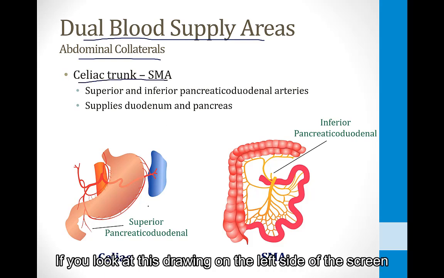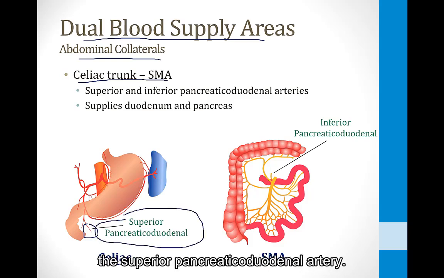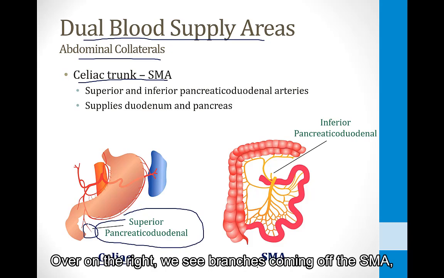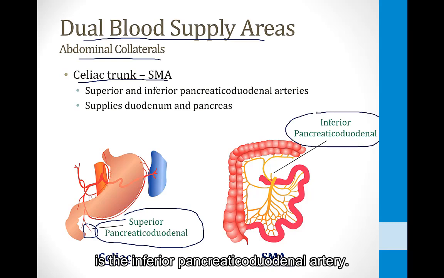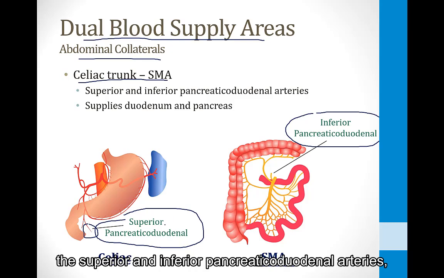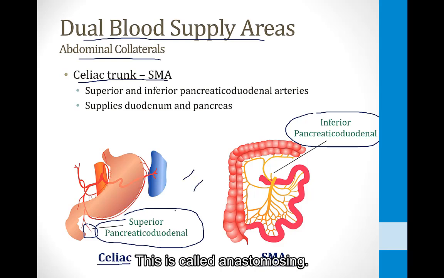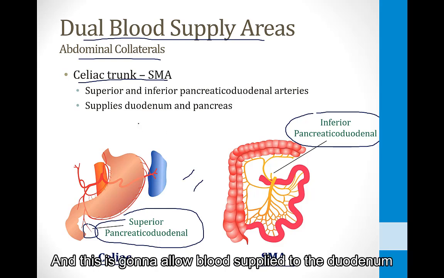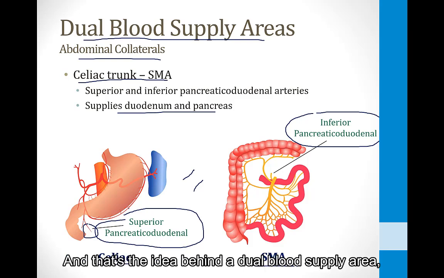If you look at this drawing on the left side of the screen at the bottom, this shows the celiac trunk, and this small branch right here is called the superior pancreatico-duodenal artery. Over on the right, we see branches coming off the SMA, and this little branch right here is the inferior pancreatico-duodenal artery. Both of these vessels, the superior and inferior pancreatico-duodenal arteries, are going to give off branches that link up together. This is called anastomosing, and this is going to allow blood supply to the duodenum and the pancreas to come from either the celiac trunk or the SMA. And that's the idea behind a dual blood supply area.